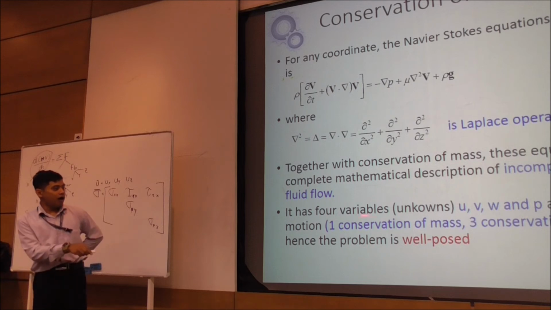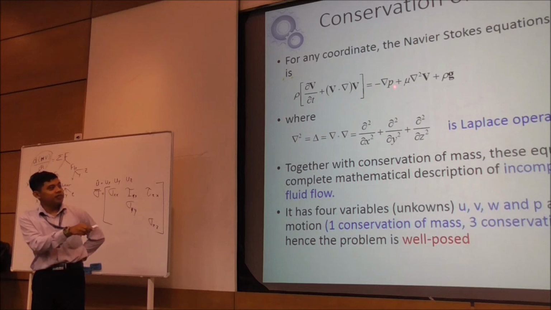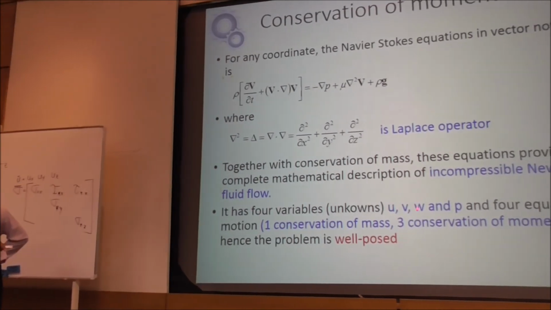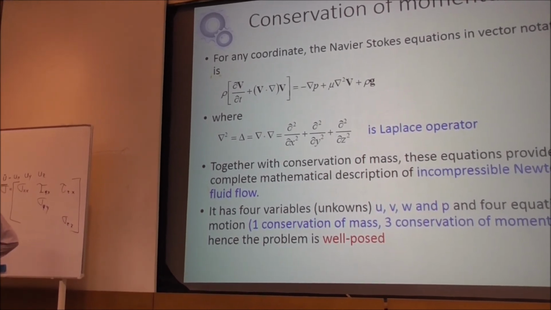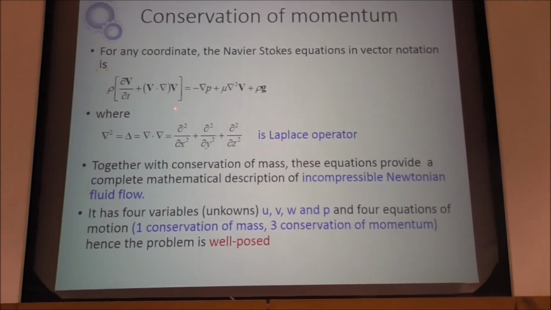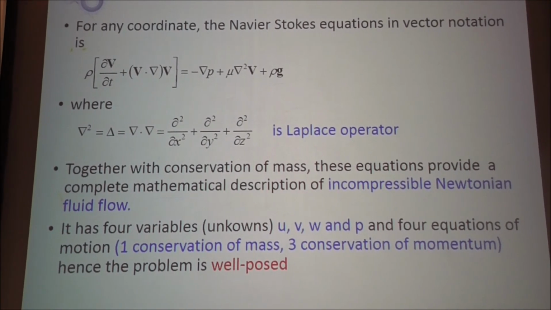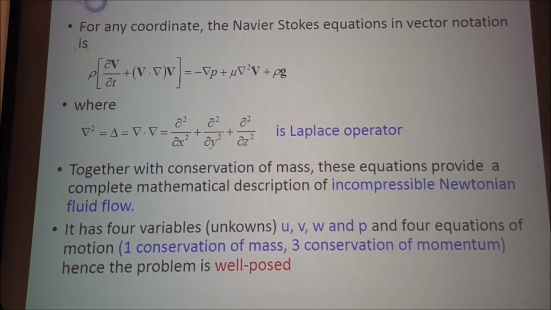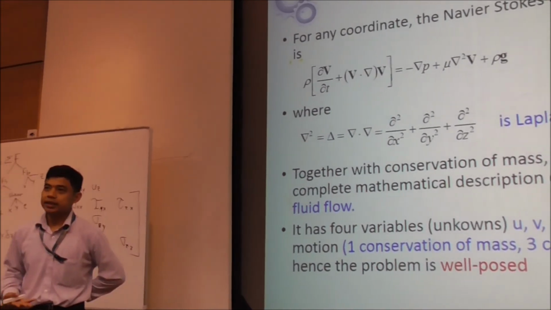it has 4 unknown variables. U, see, u is part of this. u, v, w are the components of velocity. Pressure is from here. So you have 4 parameters, and 4 equations. Because this equation is three equations. It is not one. It has three components, x, y, z. So you have four equations, four parameters, which means it is a well-posed equation. A well-posed equation means you can solve it.